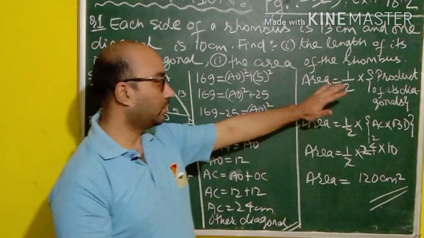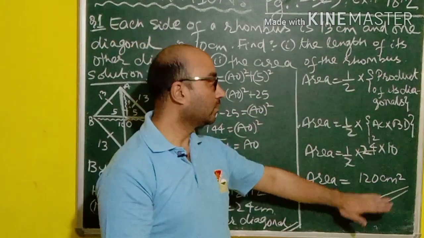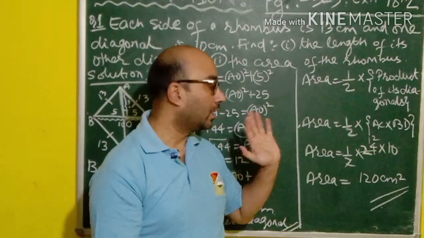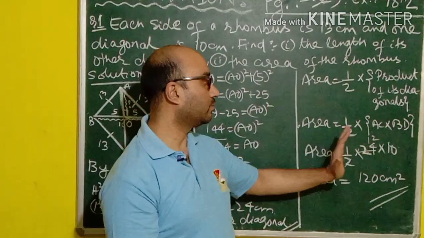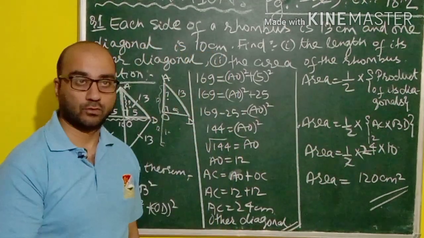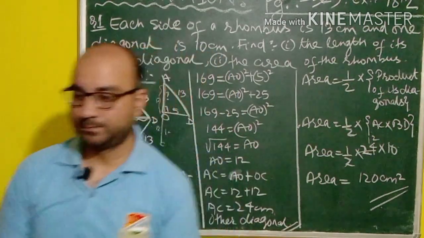Okay, I hope the second part is also clear to you. We just apply the formula for area of a rhombus, and since we have both the diagonals, we multiply the diagonals and divide by 2, and that gives us the area of the rhombus. Okay, so please have a look.